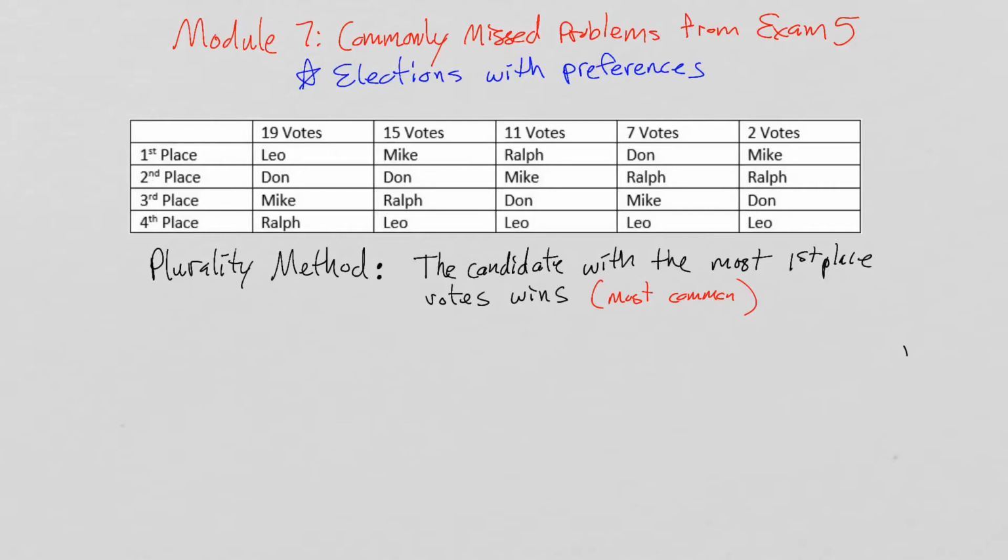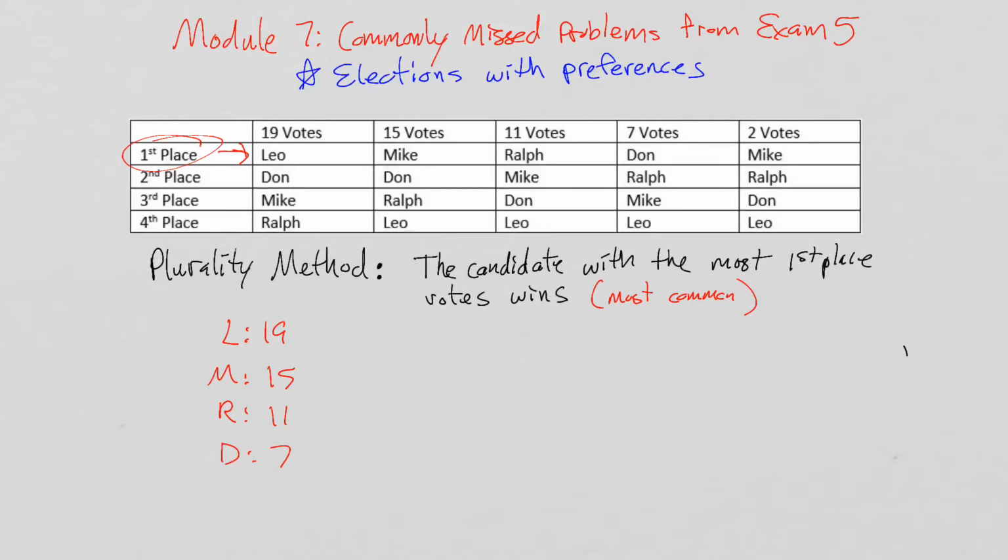Here we have a preference table with 4 candidates, Leo, Don, Mike, and Ralph, and these are the preferences that people chose. So we have Leo first place, Mike, Ralph, Don, and Mike again. So these particular orders have these particular votes. Let's go ahead and just count up the first place votes, which is this first row right here. Leo has 19, Mike has 15, Ralph has 11, and Don has 7.